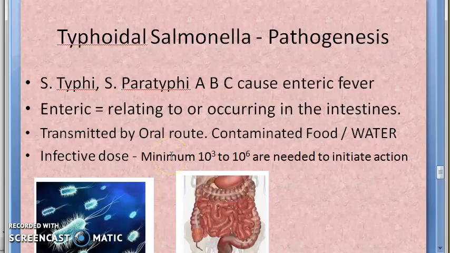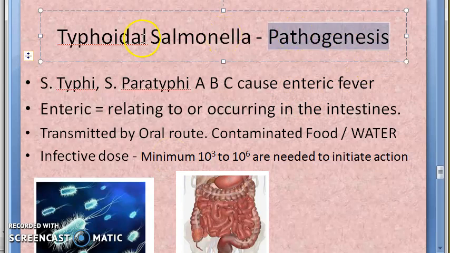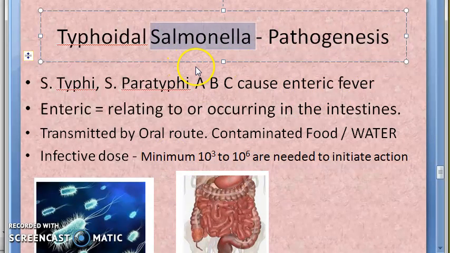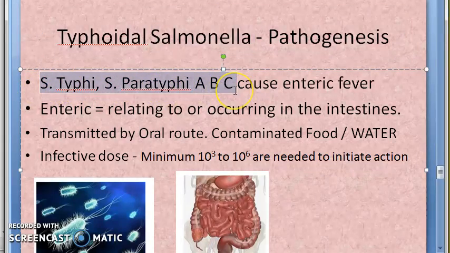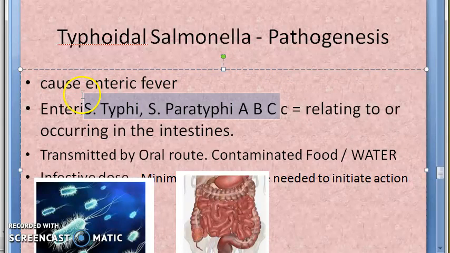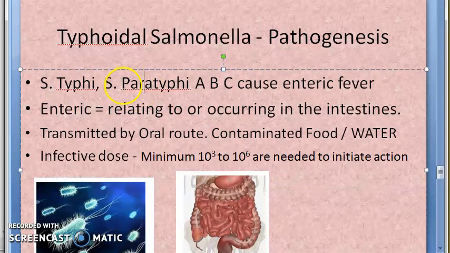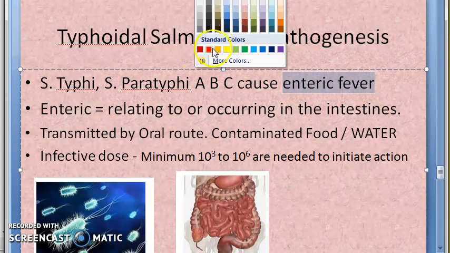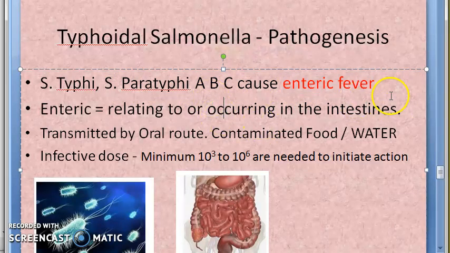Guys, let's move on to pathogenesis of Salmonella typhi. Whenever we are talking, we usually talk about these four only. So don't think that it is the entire Salmonella we are talking about. We are talking only about the enteric fever causing Salmonella, that is Salmonella typhi, Salmonella paratyphi A, B and C, that is paratyphi A, paratyphi B and paratyphi C. All these will cause enteric fever. Now what is enteric? Anything that is related to the intestines.